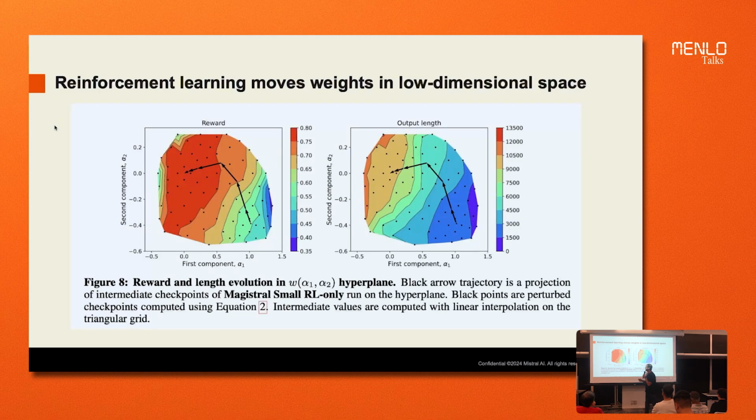We also analyze the weights of the model, and we saw that as the model improves in its reasoning, so improves in its reward, the model favors longer responses. This is the meaning of this graph.